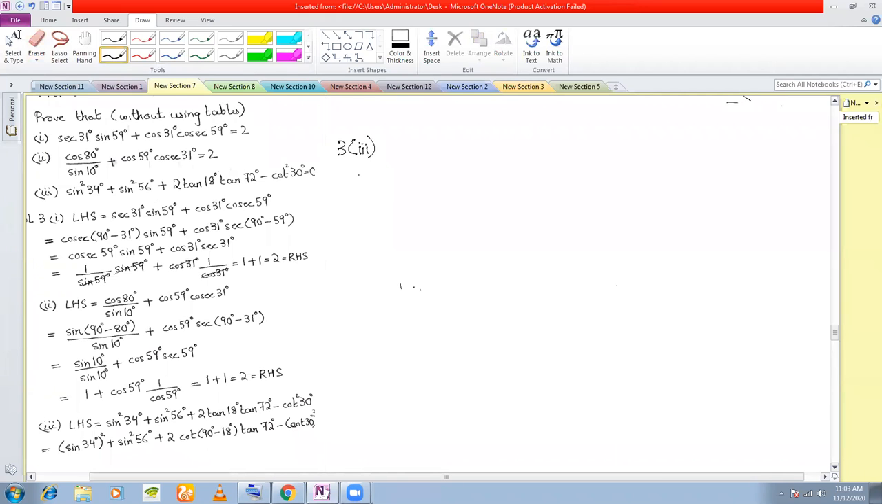Question 3: you need to prove that this left hand side, sine square 34 degree plus sine square 56 degree plus 2 tan 18 degree tan 72 degree minus cot square 30 degree, is equal to 0. You know that sine can be changed to cos, and you see that the sum of these two angles is 90 degree, right? You change any one to cos. Let us change the first one to cos.